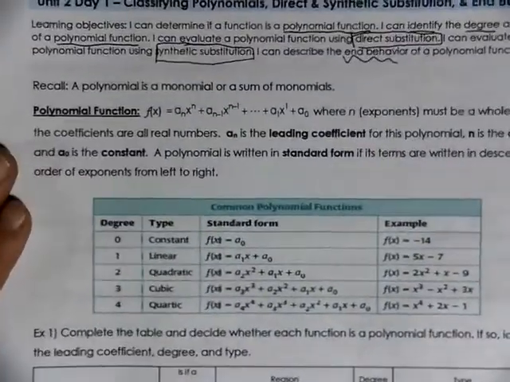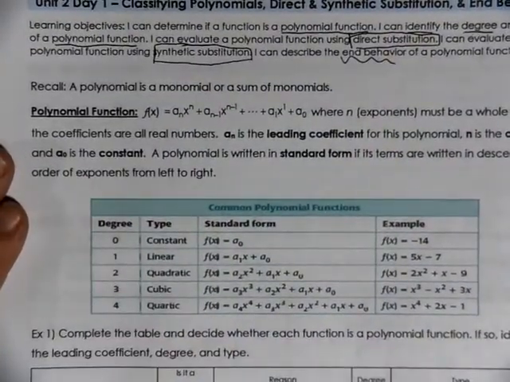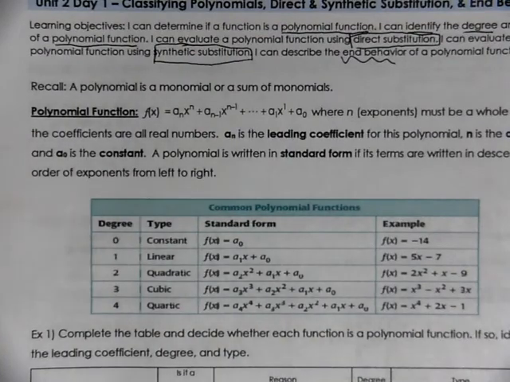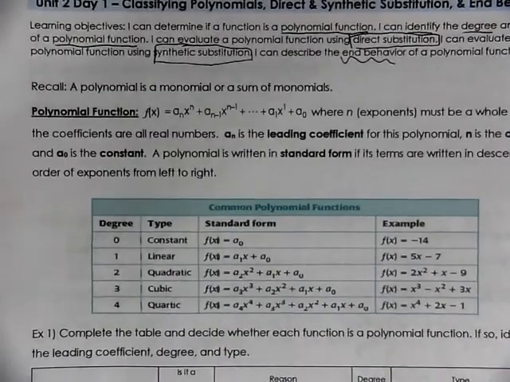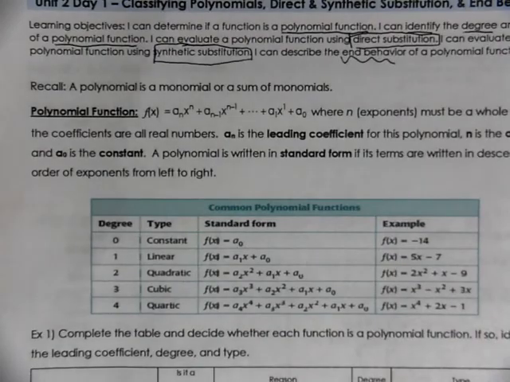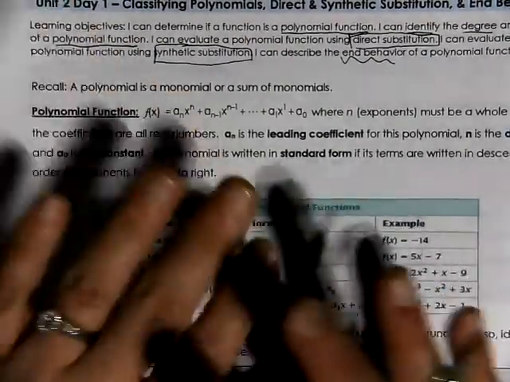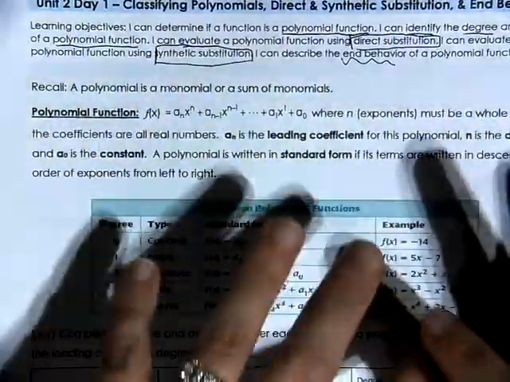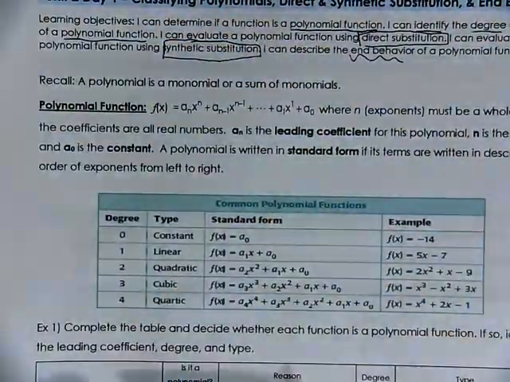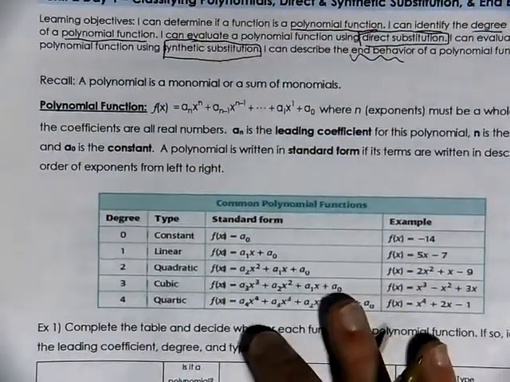Now, recall, we've talked about monomials before, and remember that a polynomial is simply a monomial itself or the sum of monomials. And monomials is where you might have variables, you might have numbers, or you might have a combination of variables and numbers with different types of exponents.